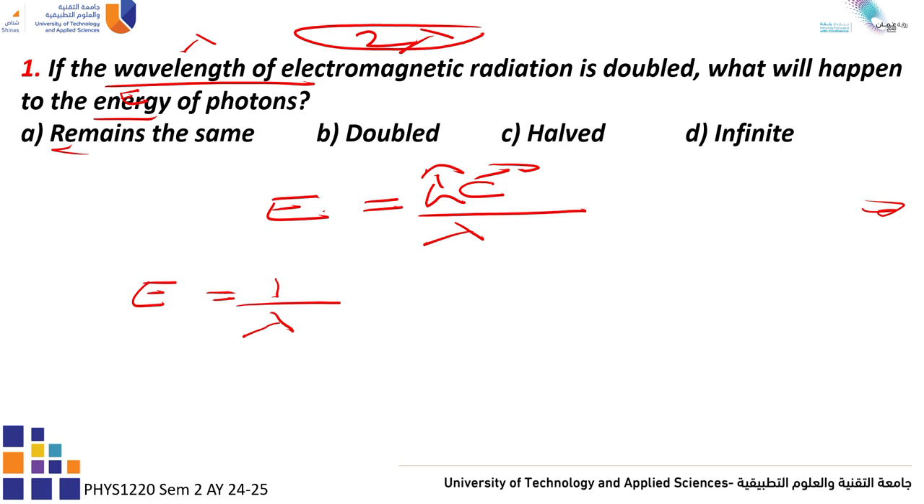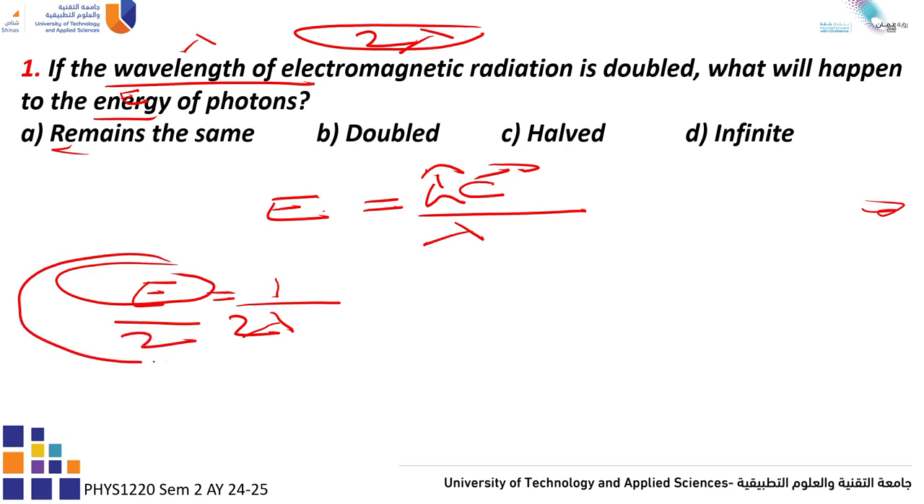Now the question says, if the wavelength is double, how will the energy be affected? According to this statement, the energy will go to half. The energy will go to half. So option A, same, no; double, no; and it is half. So option number C is the correct option here.